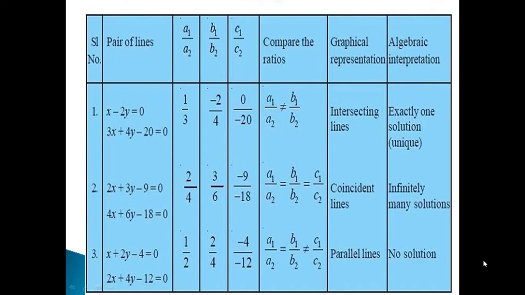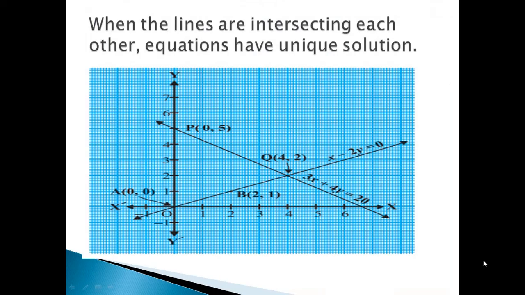Okay. May I go for next? Okay. Here is an example for intersecting lines. Here is an example, that is x minus 2y is equal to 0 and 3x plus 4y is equal to 0. If we plot this equation, we are getting intersecting lines there.